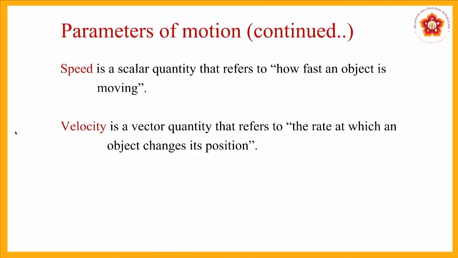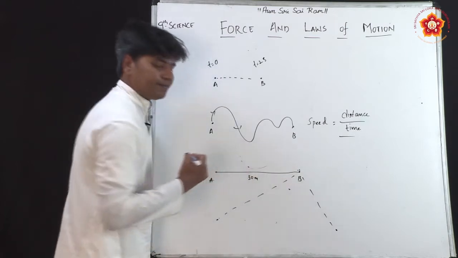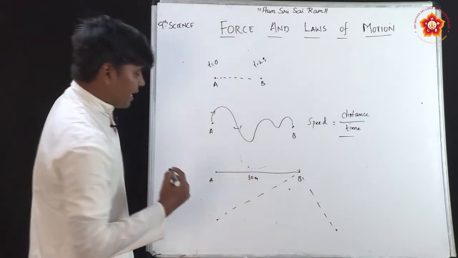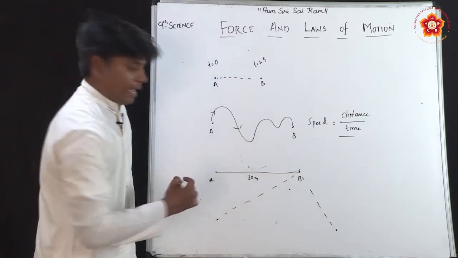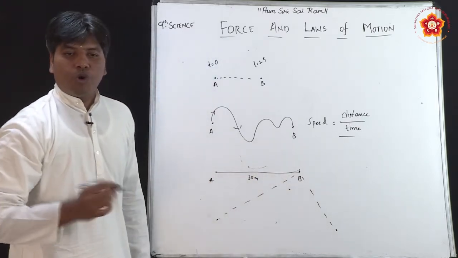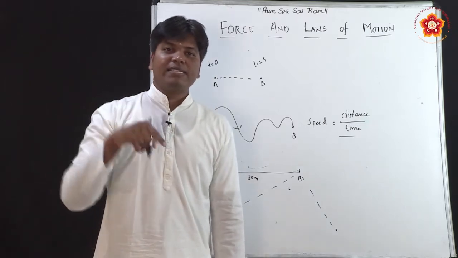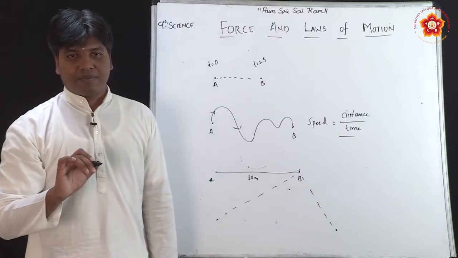The quantity is velocity. What is velocity? Velocity is a vector quantity that refers to the rate at which an object changes its position, right? That means, see, you have point A here, you have point B here. Now, for example, you have point A, so you went to point B and came back. Again you went, you came back. So what does our definition say? Our definition says it is the rate of change of its position.